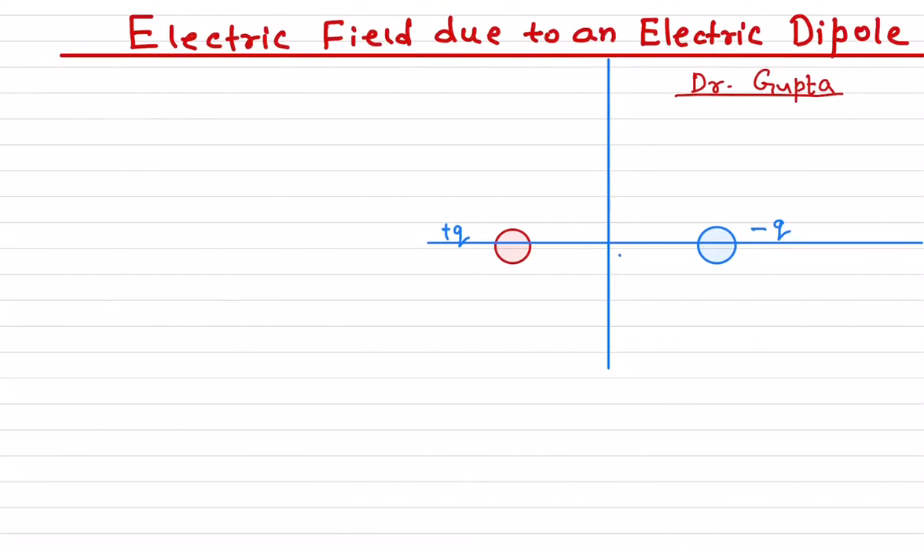Let's say this is an origin here. This is located at x equals plus a, and this charge is located at x equals minus a. These two are at exactly the same distance, and we are interested in finding out the total field at this point P, which is at a distance y. We call this the x-axis and this the y-axis.